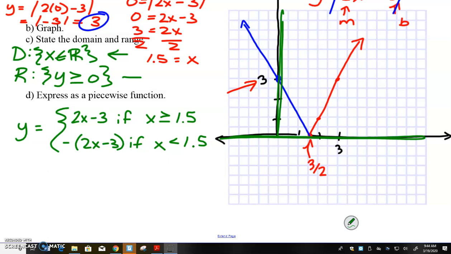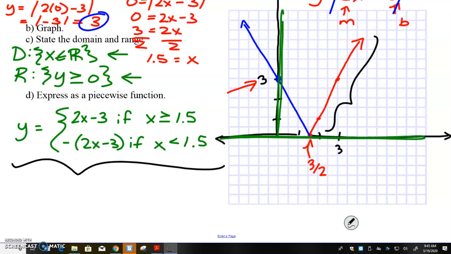The domain is an element of reals. The range is greater than or equal to 0. We also need to express this as a piecewise function, so I've written that here for you. The piecewise function is 2x minus 3 if x is greater than or equal to 1.5. That's referring to this section of the graph, because that's the function of the graph that was on the original line, the line of y equals 2x minus 3.